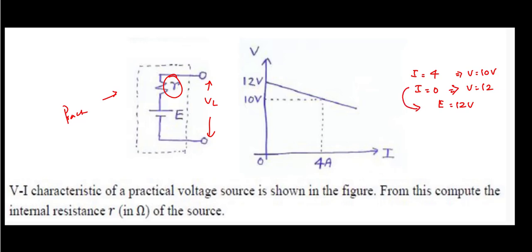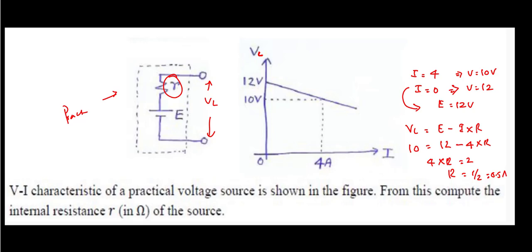Second point, VL equals E minus I into R. So E is calculated, 12 volts. When I equals 4 amperes, the load voltage equals 10 volts. So this is VL. I took VL, and here they have given V. So this is VL, 12 minus 4 into R. So 4 into R equals 2, R equals half. So this is 0.5 ohms.